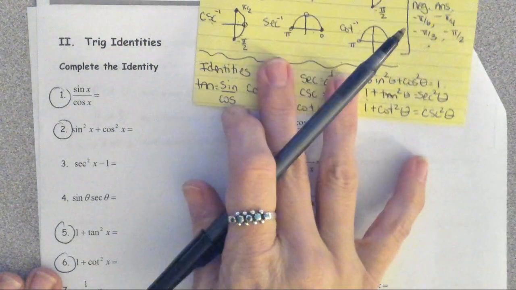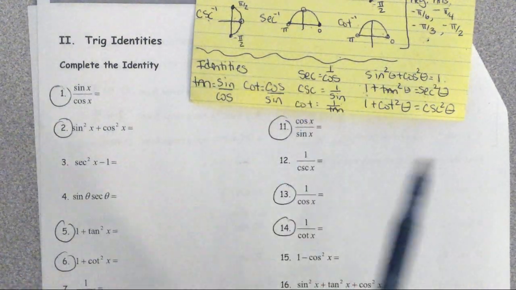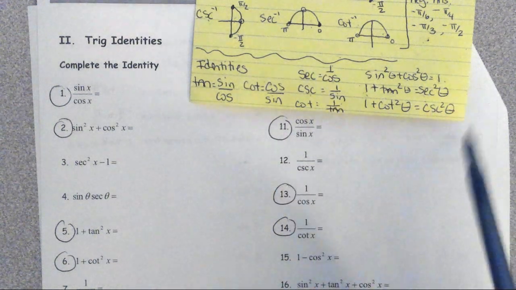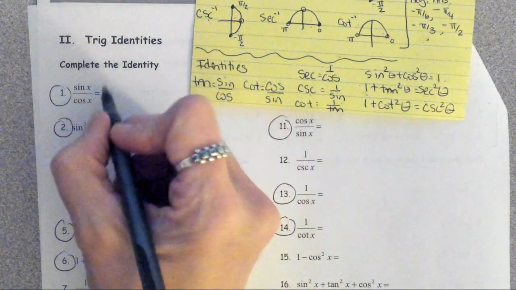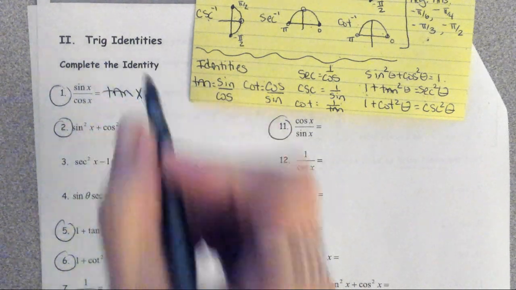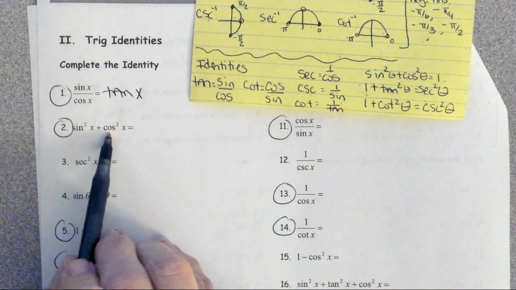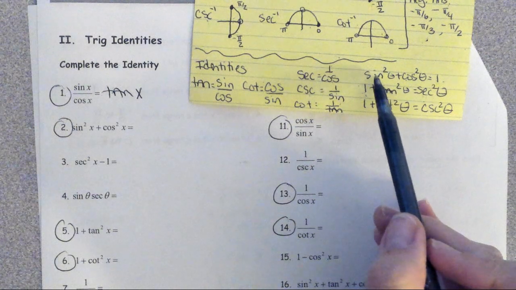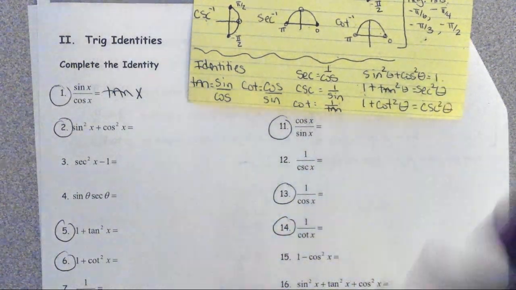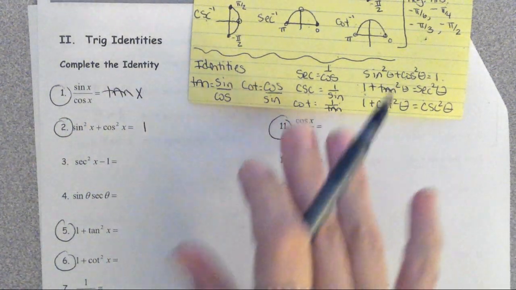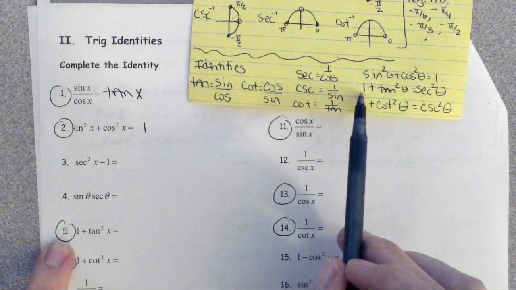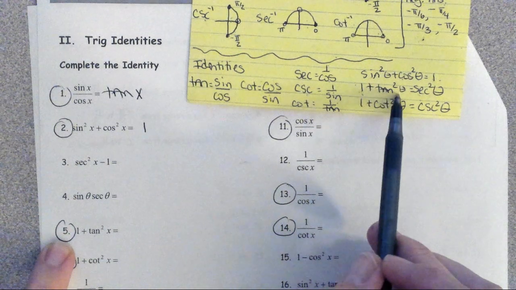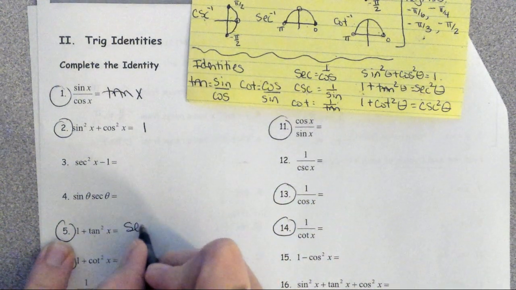If you're looking at the trig identities and you wrote these on your card, you're sitting pretty. A lot of this is just playing the matching game. So when I see sine over cosine, that's going to always equal tangent. Right here I see sine squared plus cosine squared. On my note card, I have sine squared plus cosine squared always equals 1. Number 5, it says 1 plus tangent squared, and I have a 1 plus tangent squared. 1 plus tangent squared equals secant squared.